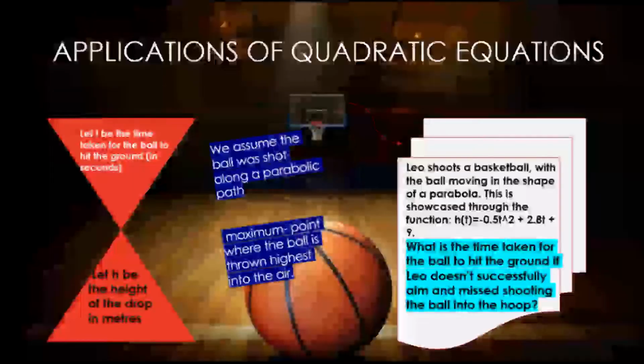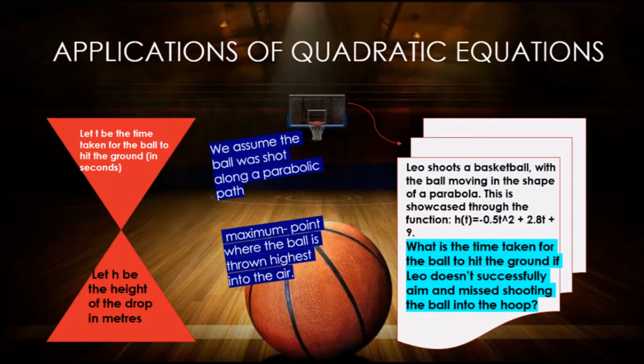The quadratic equation can be applied to real-life scenarios, such as solving for time. Consider the following. Leah shoots a basketball with the ball moving in the shape of a parabola. This is shown for the function h of t equals negative 0.5t squared plus 2.8t plus 9. To calculate the time taken for the ball to hit the ground if Leah misses his shot, let t be the time taken for the ball to reach the floor and h be the height of the ball before falling.